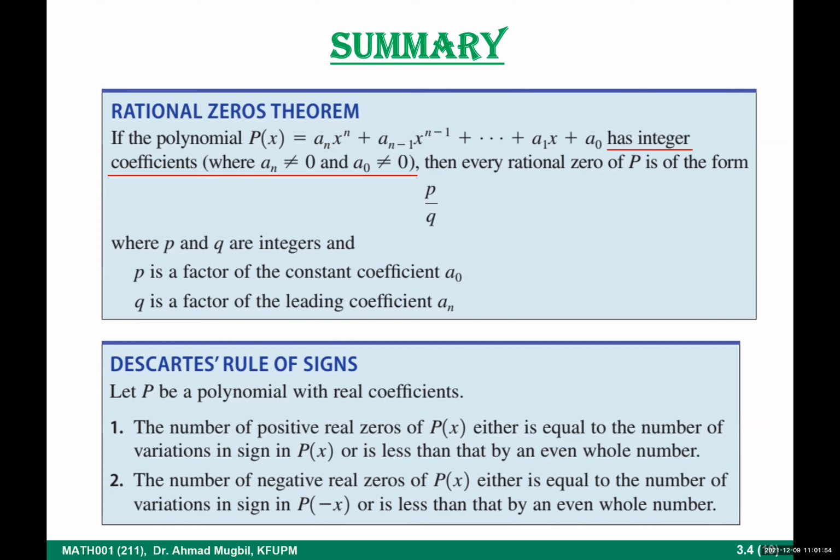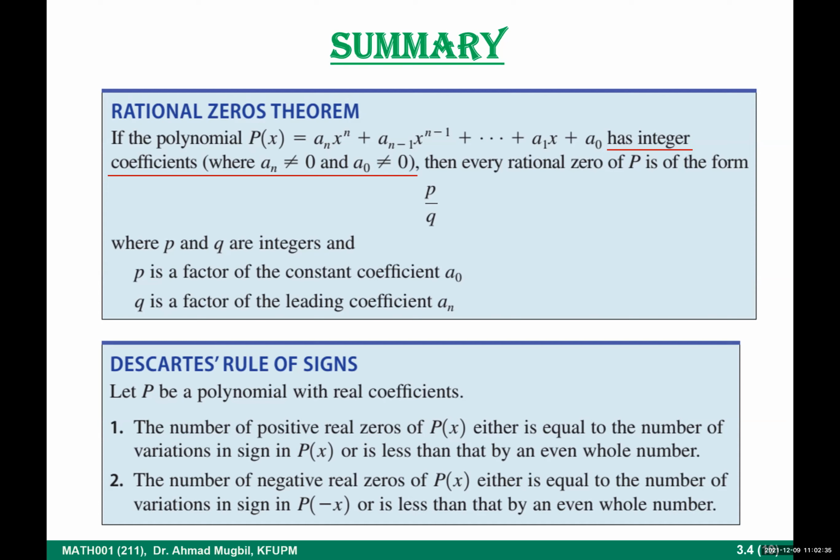What does the rational zeros theorem say? It is a tool that helps you to find the rational zeros of a polynomial. First of all, if you have a polynomial with integer coefficients, the leading coefficient is not 0, and the constant coefficient is not 0, you can apply this theorem. It says that any rational zero of a polynomial will be a ratio between the factors of the constant coefficient and the factors of the leading coefficient.